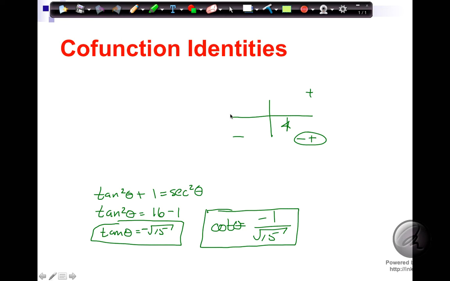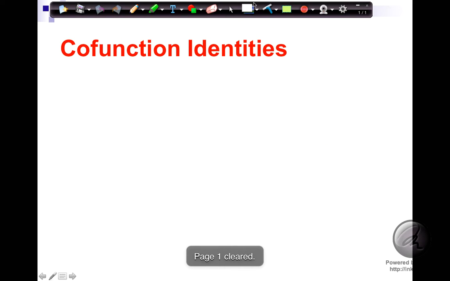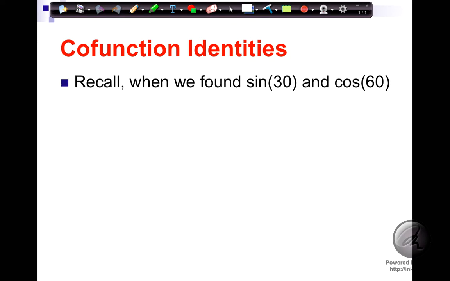All right, let's keep going here. We have another identity. We have a lot of identities today. The next one we're going to deal with is what we call a cofunction identity. Remember back at the very beginning of our chapter 4, we dealt with sine of 30 and cosine of 60. We noticed that this is equal to a half, but so is this. And at some point I mentioned that 30 plus 60 is 90, which means 30 and 60 are complementary angles. Well, complementary angles have an identity to go along with them.